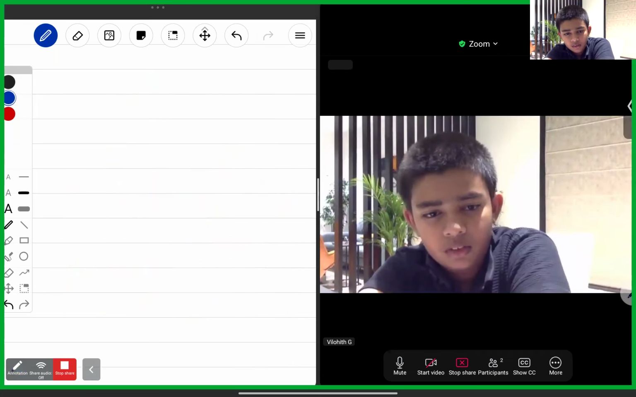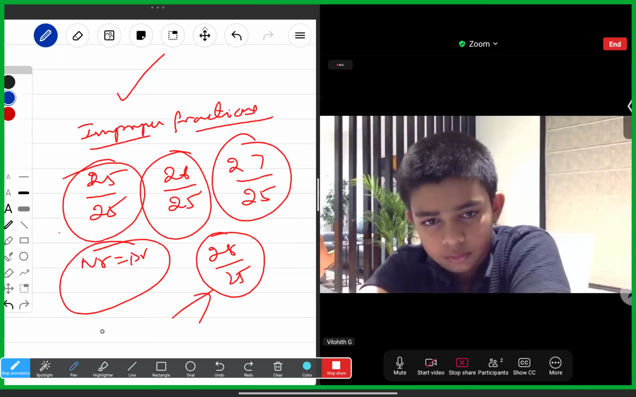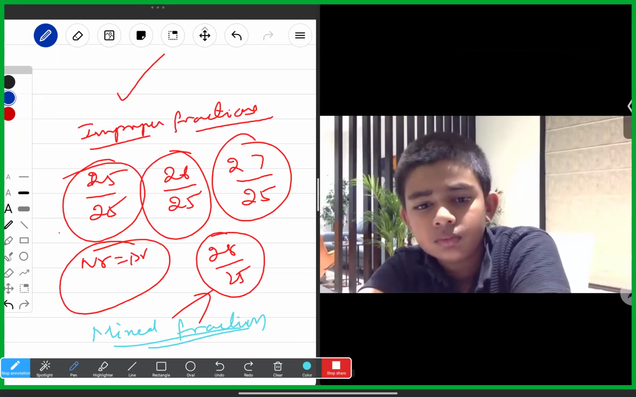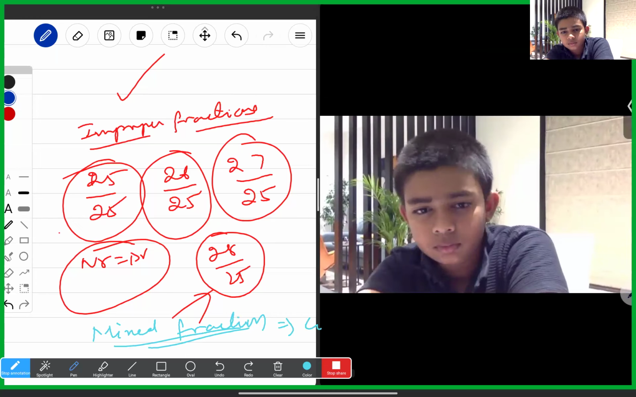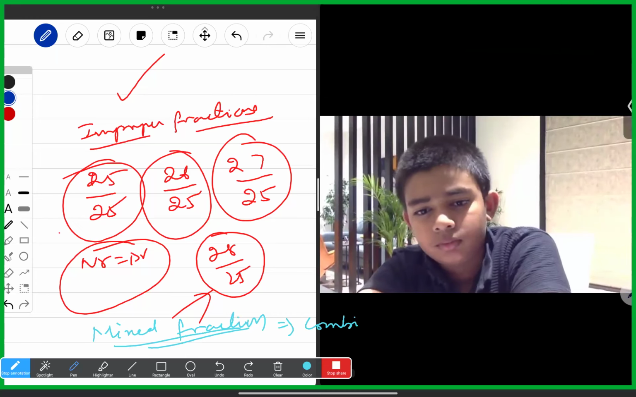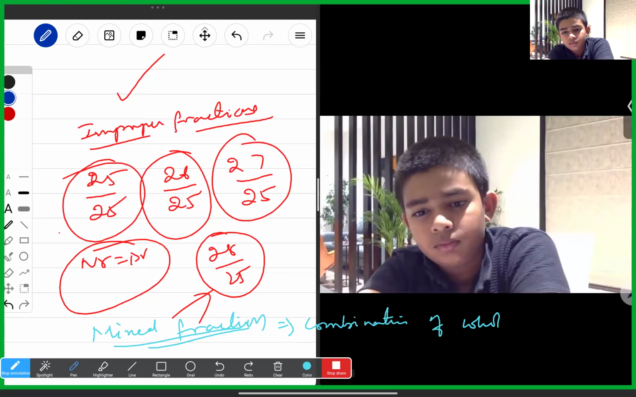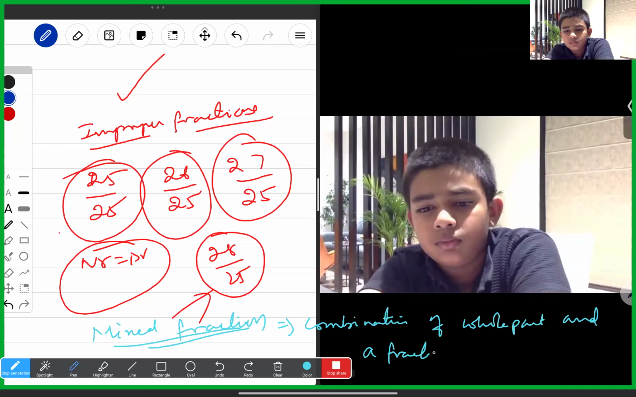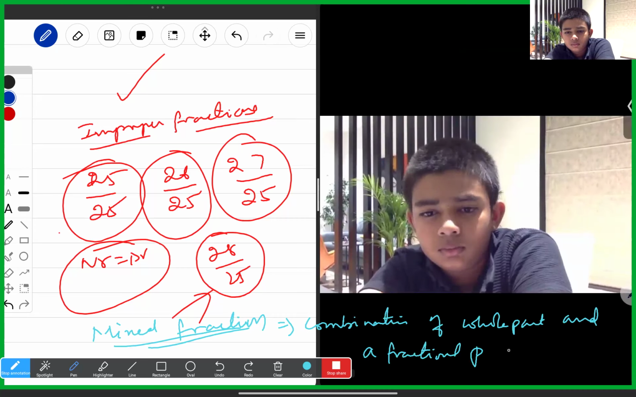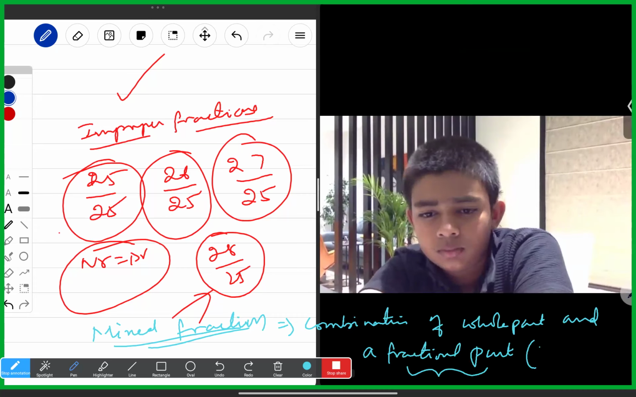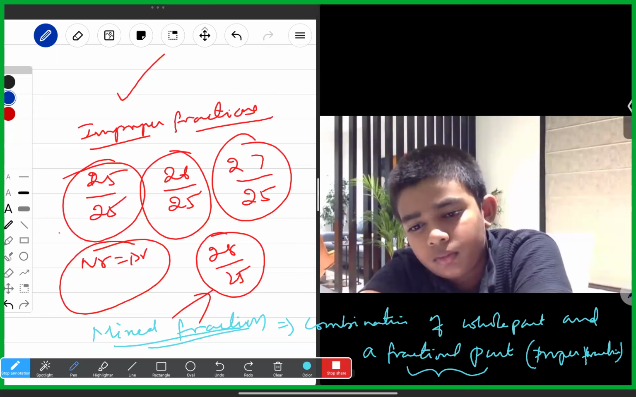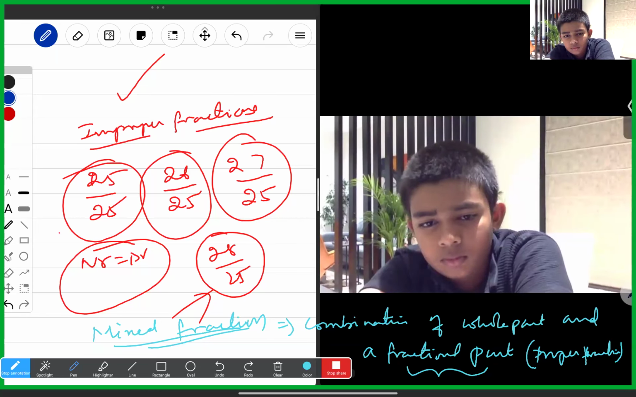So mixed fraction actually can be written only for improper fraction. So what is this mixed fraction? Mixed fraction is a combination of a whole part and a fractional part. This fractional part, 100% it will be a proper fraction. Suppose let us take 28/25.